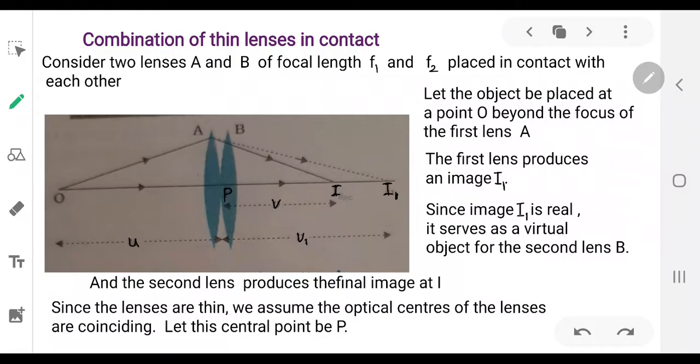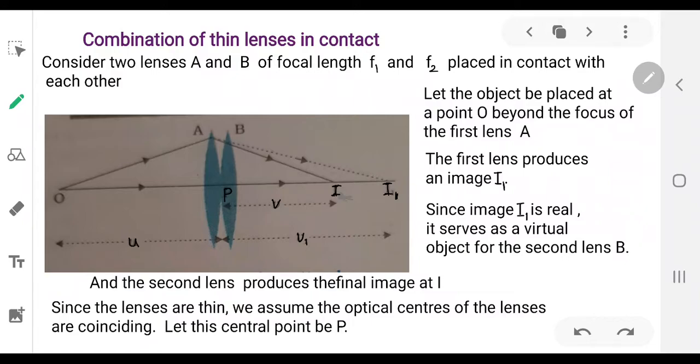If the paraxial rays are incident on a system of lenses instead of a single lens, which are combined coaxially, which are arranged coaxially. What do you mean by coaxially? It means their optic centers lie in the same line or same axis. Then the lenses are said to be placed coaxially.